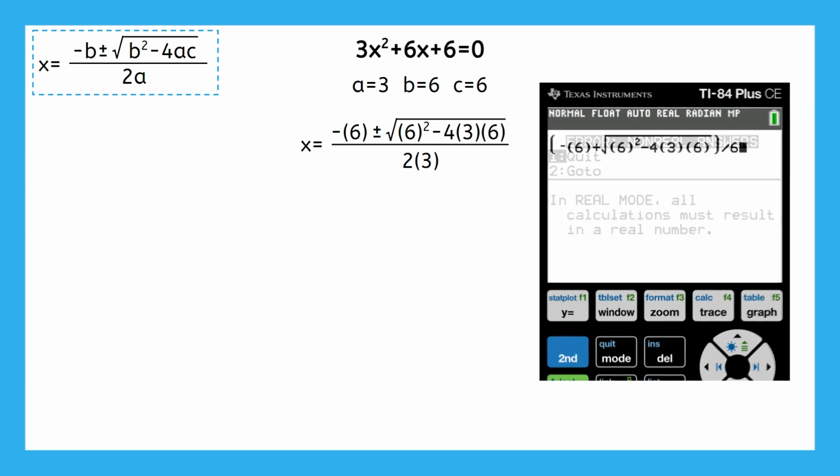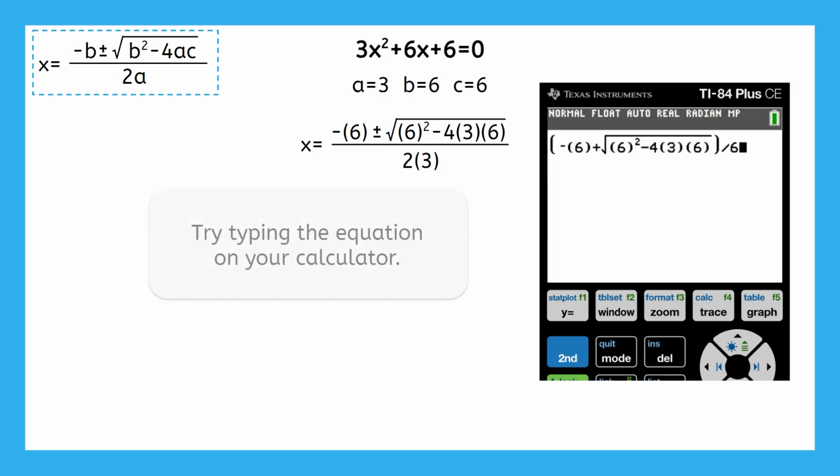I'm certain I'm typing it incorrectly, and the calculator shouldn't be broken. I just got a new one. Can you try it on yours to see if you get the same thing? Pause here to do that now. Did you get an error message too? Why do you think that's happening?